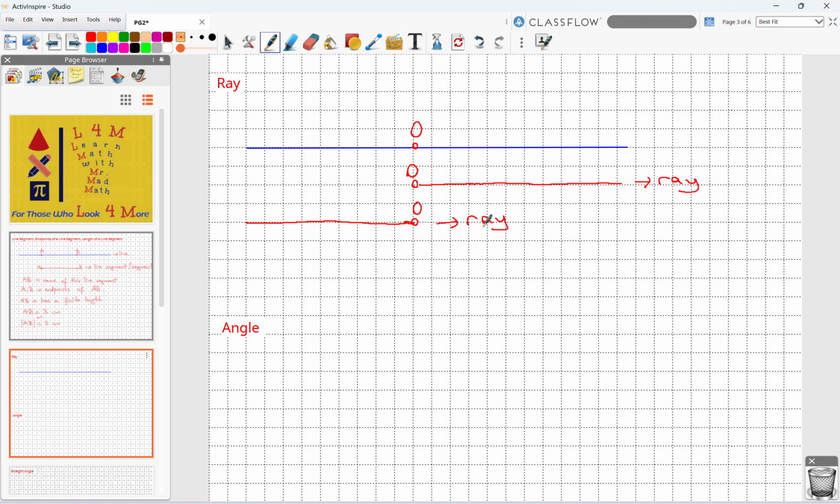So how to label a ray? To label a ray, it's better to choose one more point on each ray. For example, let's think about a point A here. So we can say that this is the ray starting from O. That point O, the initial point, should be written first, ray OA. And let's think about another point on this ray. Let's say point B. So this is the ray OB. So O is the initial point or the starting point of each ray.